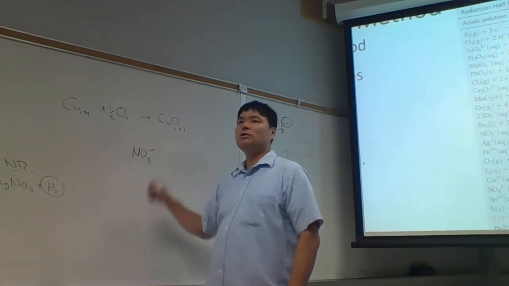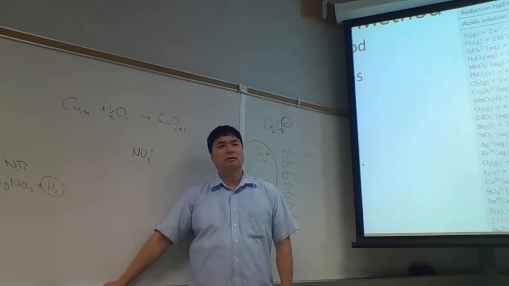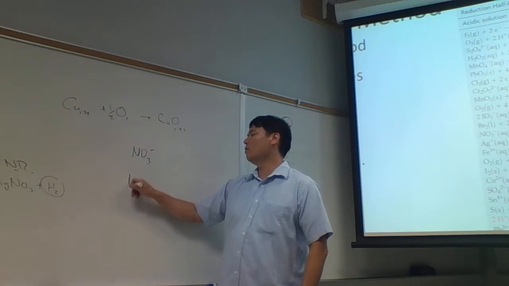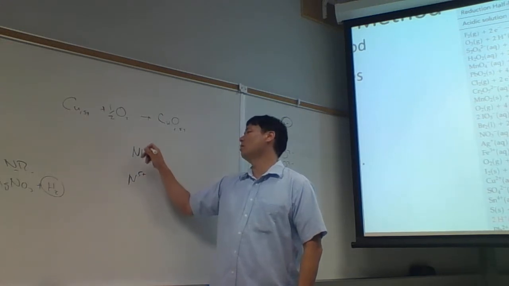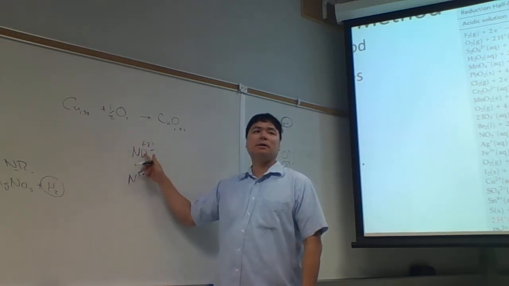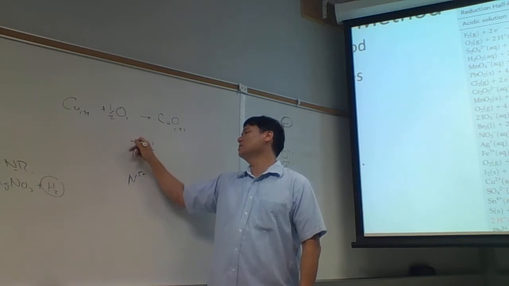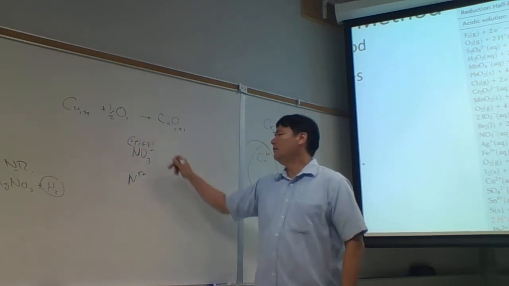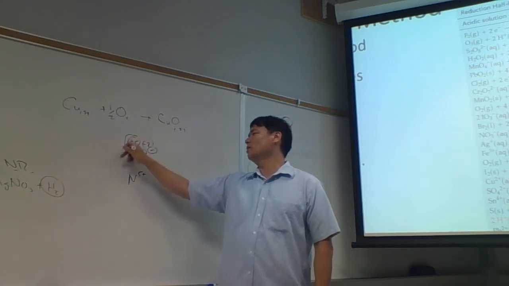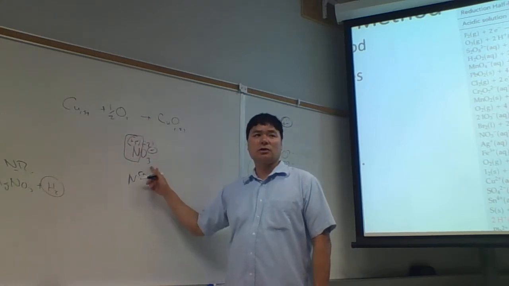Nitrate, is it electron rich or electron poor? It's electron poor. Why? Because of nitrogen. Nitrogen's +5 here. Oxygen is -2, and that's happy as is. But nitrogen's +5, well, that's electron poor. Even if it has a negative charge, it's still electron poor because of the nitrogen in nitrate.